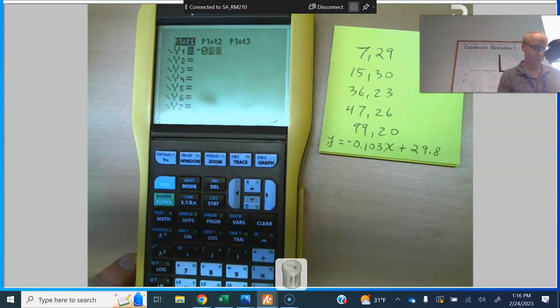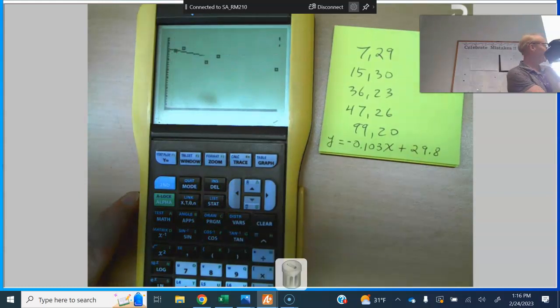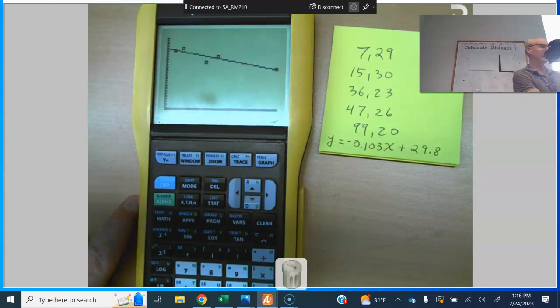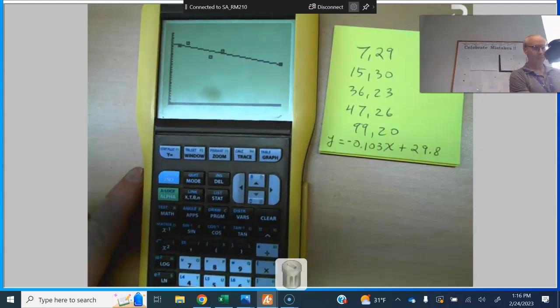And if I graph it, I can go to Y equals, and I can type it in. Negative 0.103. There's another way to get it, but it's just easier to just type it in. Plus 29.8. Everybody put that in there in your Y equals. And when you graph it, you're going to get the line of best fit. This is actually what's called a linear or least squares regression line. To calculate it by hand would take you like hours, even with a very small amount of data. But the calculator can do it very quickly.